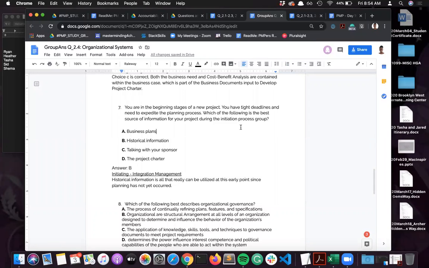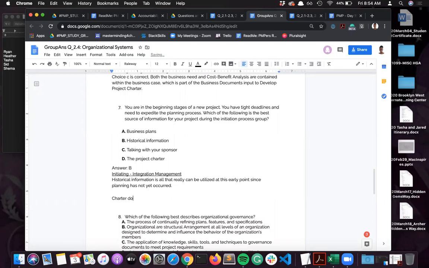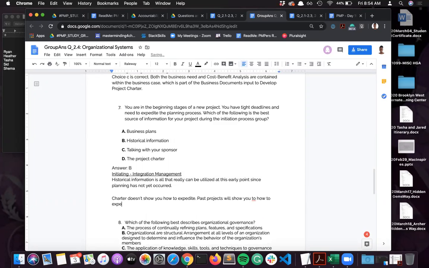The charter doesn't show you how to expedite, though. If there are issues, it doesn't give you that information. But if you look at past projects and you had to have an escalation, you can always look in there to see what they did in this situation and who they escalated to. Fair enough. That will help us remember this for the next time.